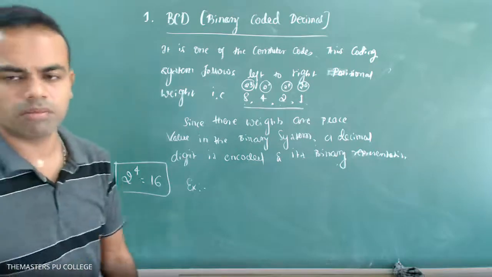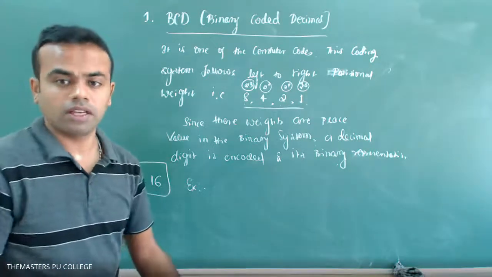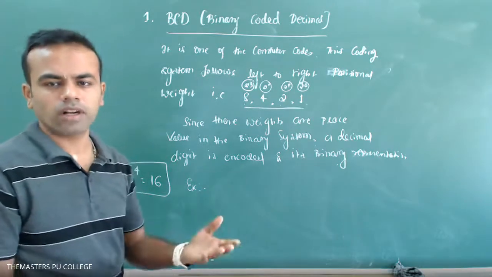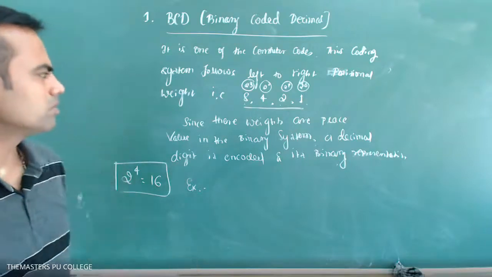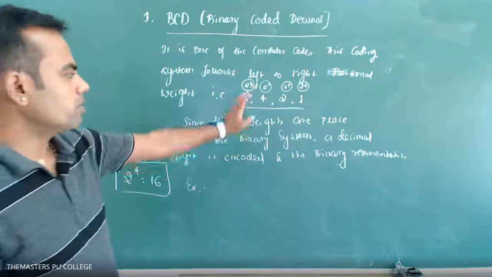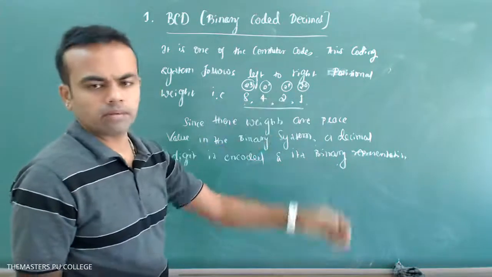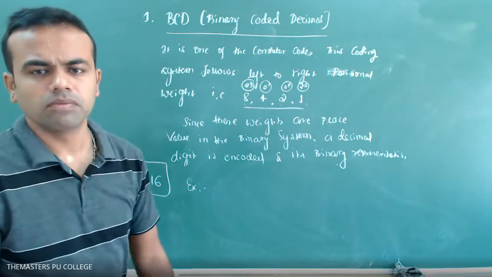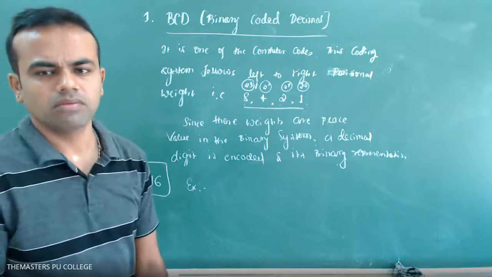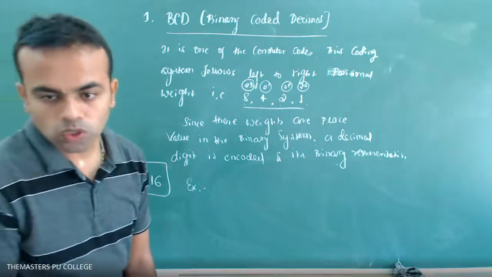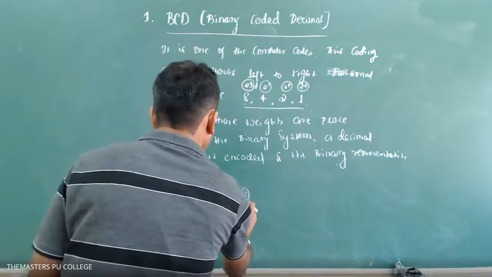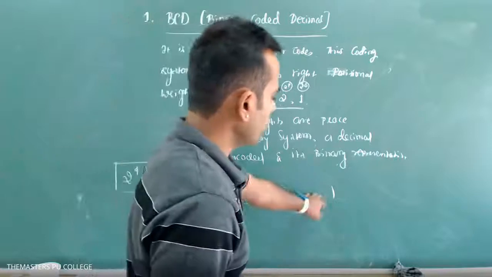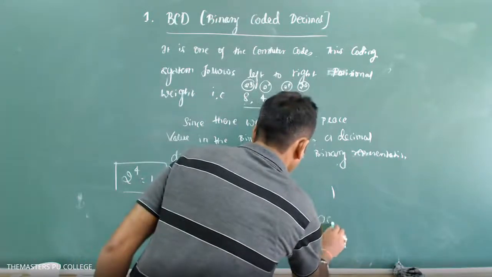Tell me any decimal number, any example that can be encoded in binary format. We can write it as binary coded decimal, in the format of 8, 4, 2, 1. Give me any 3 digit or 4 digit decimal number. 2, 3, 1. Yes, 2, 3, 1. Now see, if we have to write 2, 3, 1 in 4 digits, how do we write it?